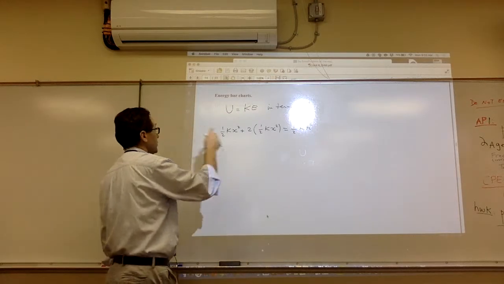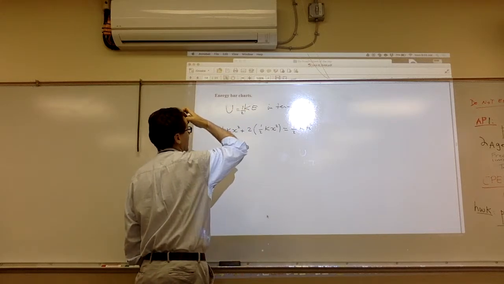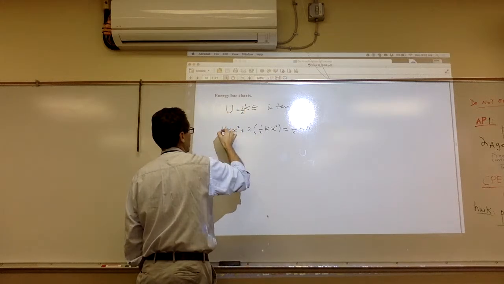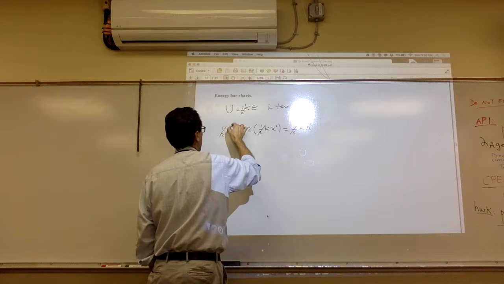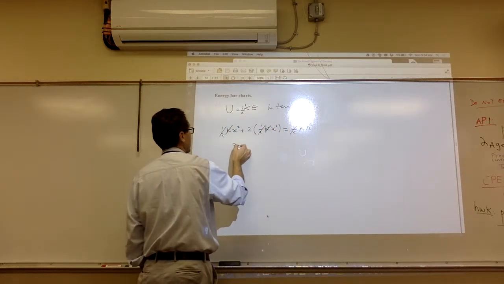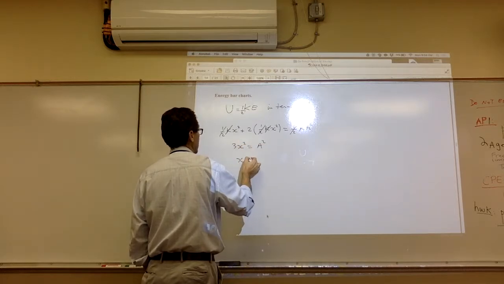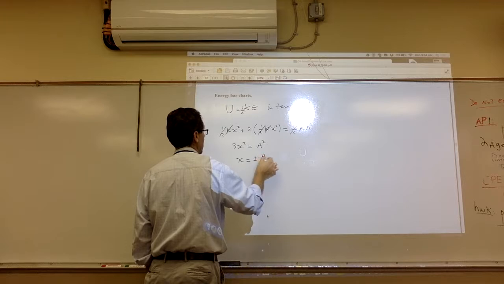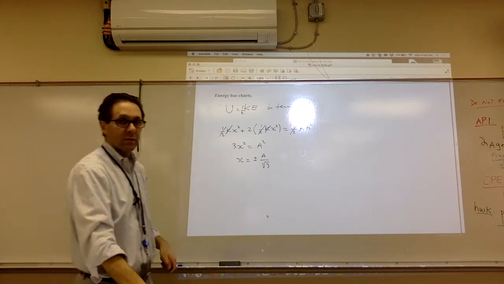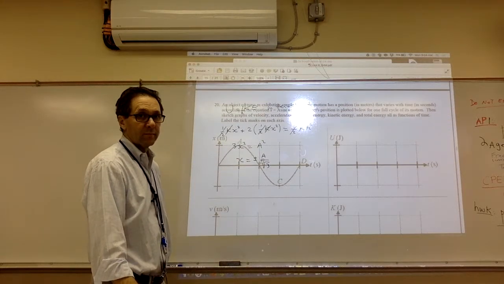Okay. So the U has to be half of the kinetic energy, which means the kinetic energy has to be twice as much as that. So if we do this, we can maybe get rid of these k's. So let's see what we have here. We have 3x squared is a squared. So x is going to be equal to plus or minus a over radical 3. And you can do this for all possible scenarios. All right.